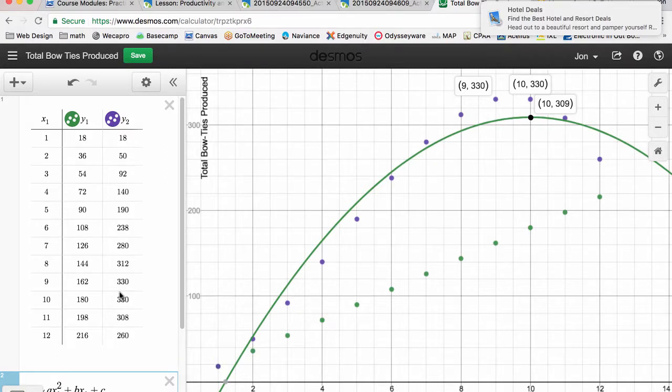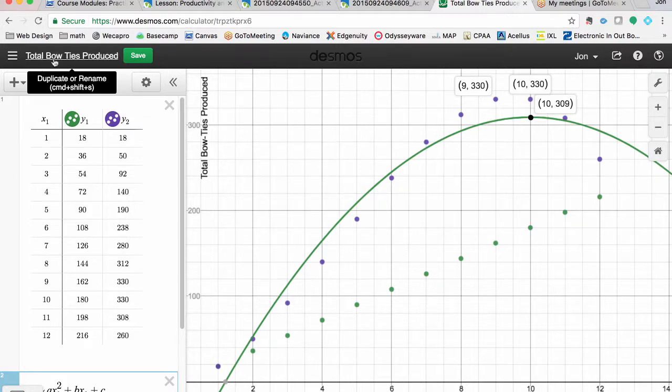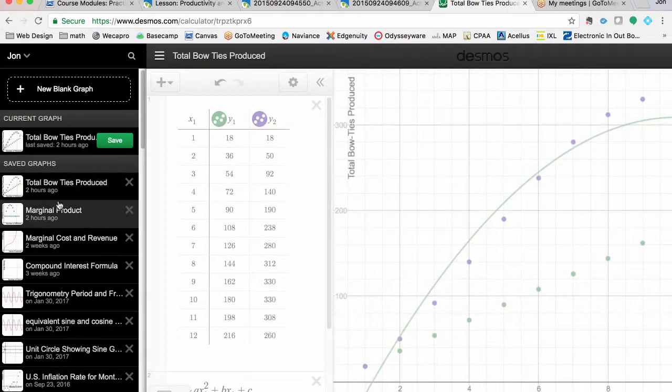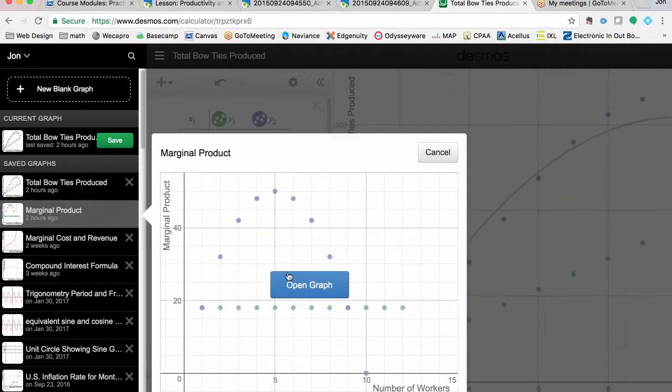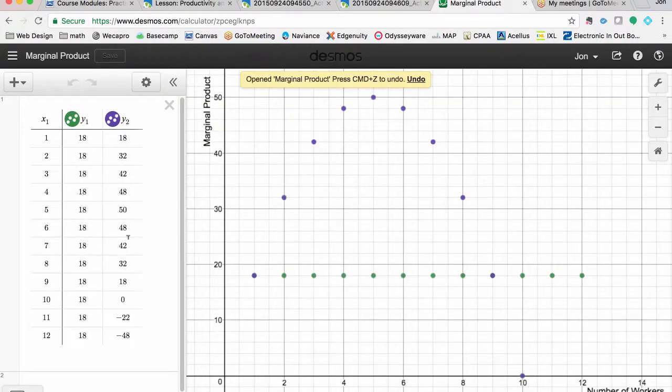We want to look at marginal, right? If I hire somebody, I want to know how much of a benefit it will be to hire one more person. So we're going to open up not the total bow ties produced, but now let's look at another graph. Let's look at marginal product. We found these values earlier, right, when we did the differences for hiring one more worker. Manufacturer A is not interesting, right? We knew that was 18, so we get this nice flat line, but that's really boring. We're curious about the realistic situation. For manufacturer B, how many employees should they hire based on our marginal returns? Well, you can see it goes up and then decreases.